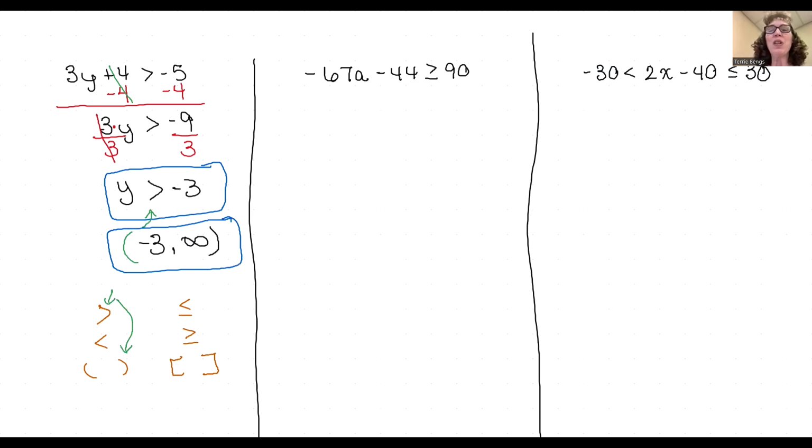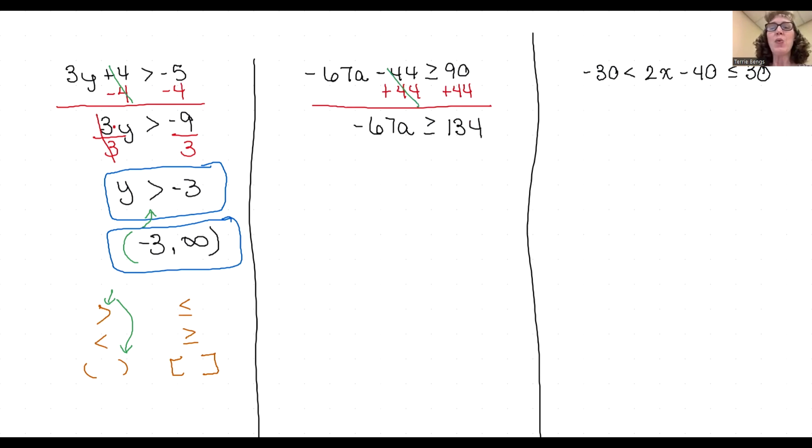All right, so let's move on to our next problem here. We have negative 67a minus 44 is greater than or equal to 90. So we want a on the left-hand side by itself. So we know we're going to start out by moving that number, that negative 44. We want to do the opposite. The opposite of negative 44 is plus 44. What we do to one side, we must do to the other. So we add that 44 to both sides. So that actually cancels out those 44s, right? That makes a 0. So it cancels them out. And we're left with negative 67a is greater than or equal to 134.